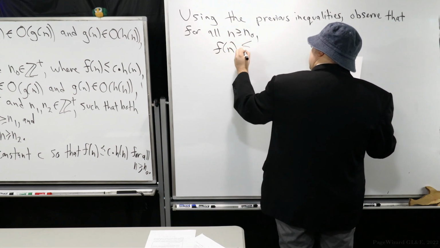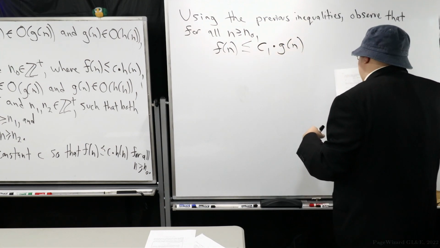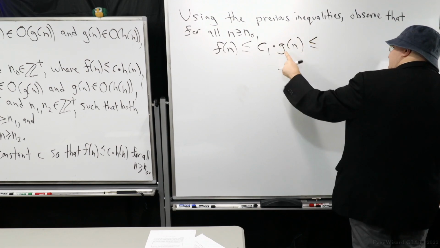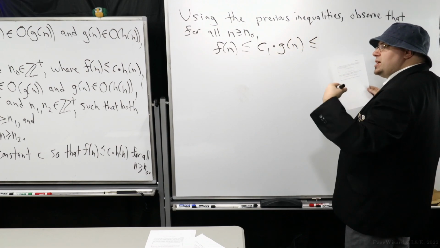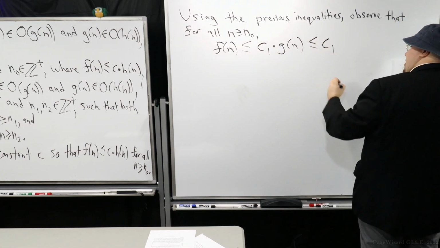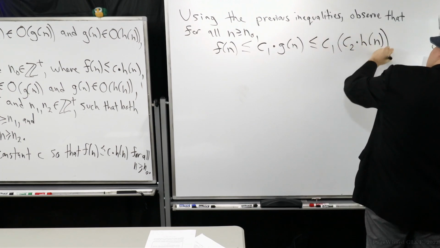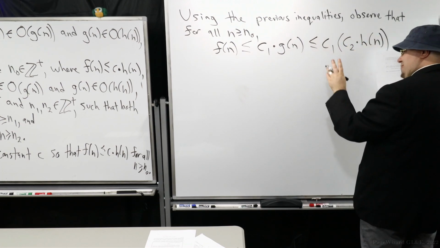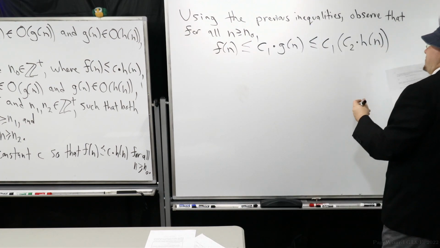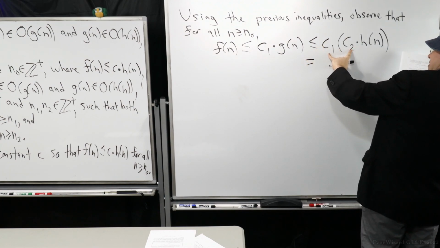So I know that c1 times f of n is less than or equal to c1 times g of n, right? And now I know g of n is less than or equal to c2 times h of n. So I'm just going to drag this c1 along, take it for the ride. This is perfectly valid because c1 is a positive real constant. And next, I'm just going to put c1 and c2 together.